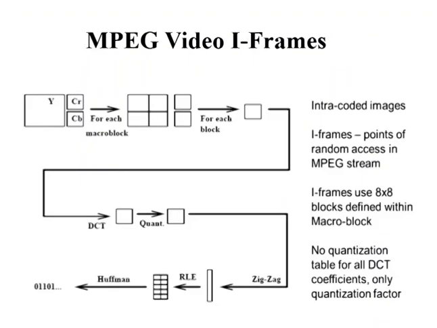Then we discuss the I frame, that is the MPG video I frame. It consists of an intra-coded image. I frames are points of random access in the MPG stream. The frame uses 8x8 blocks defined within the macro block, and there is no quantization table for all DC coefficients, only a quantization factor. This figure represents the MPG video I frame.